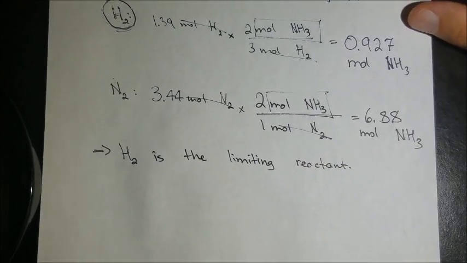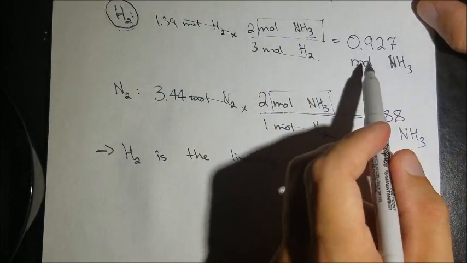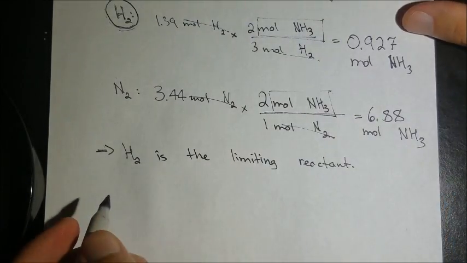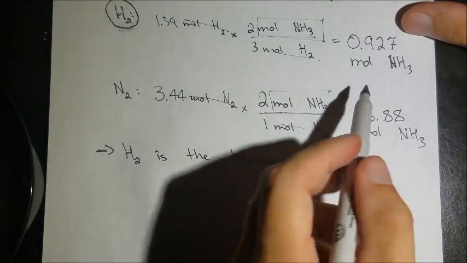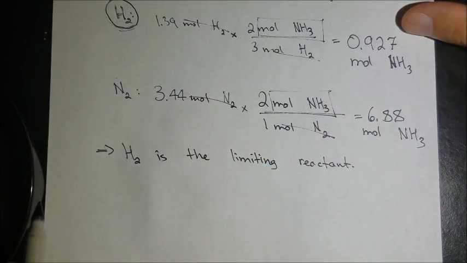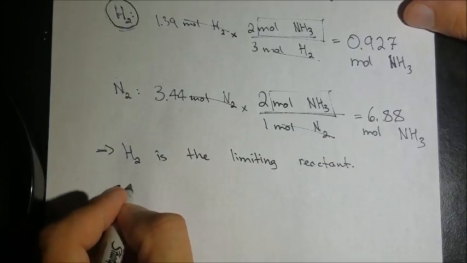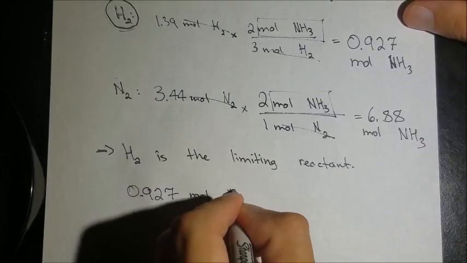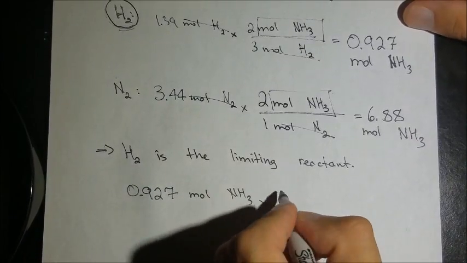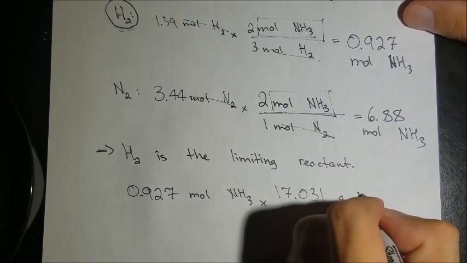All right. So now that we know that hydrogen is the limiting reactant and we know how many moles of ammonia we make, and the question is asking how many grams of ammonia we produce, then we just use the molar mass of ammonia, and that gets us from moles to grams. So let's go ahead and do that. We've got 0.927 moles of ammonia, and each mole weighs 17.031 grams.